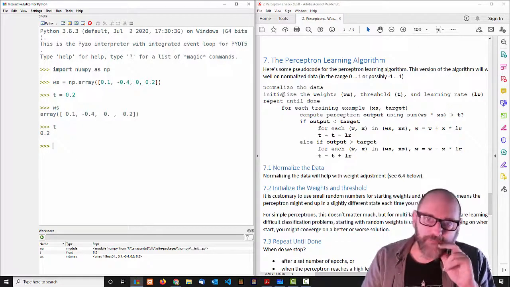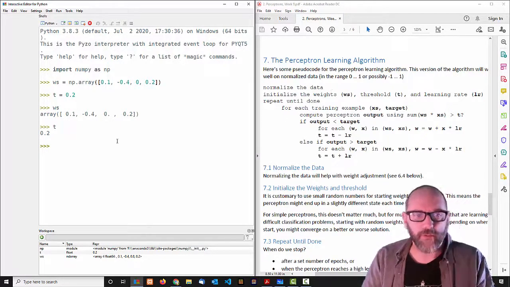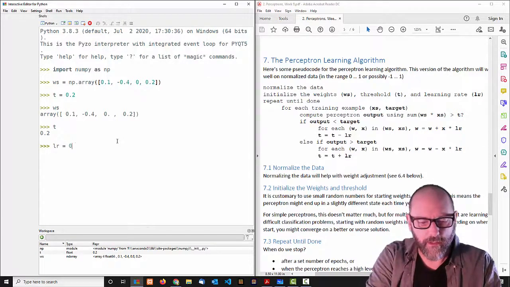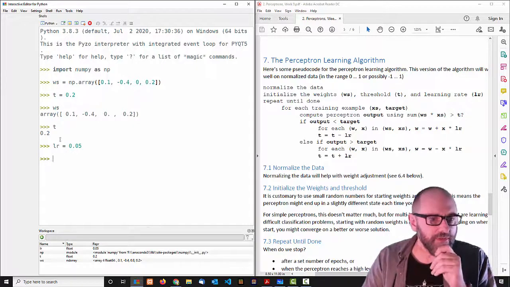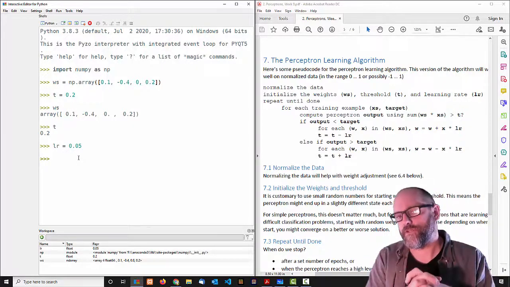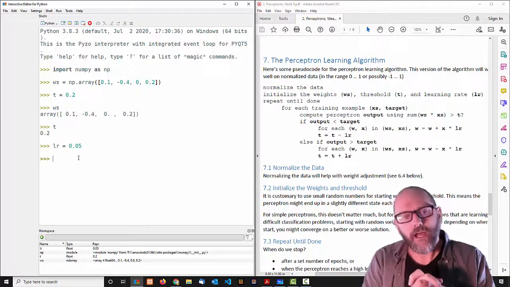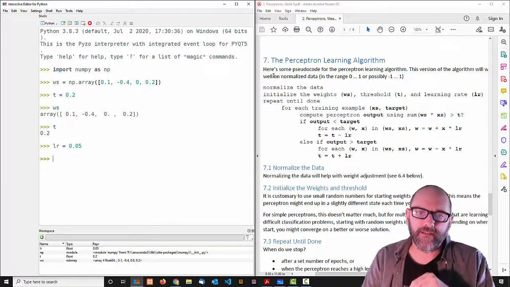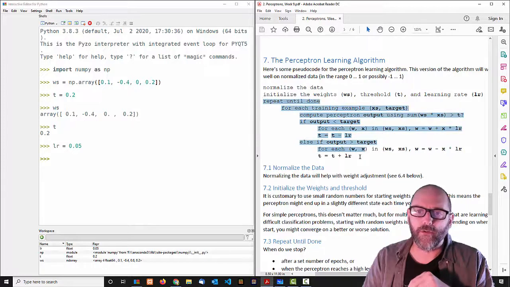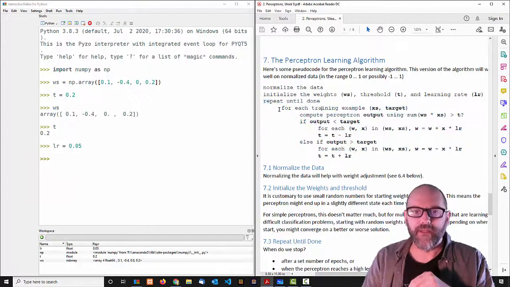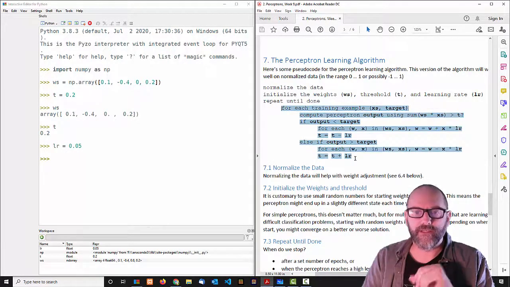So what you do is you initialize the weights and the threshold, and you also need a learning rate. How about 0.05? So there we go. There's our 3 variables: weights, threshold, learning rate. That's our full definition of the system. And then you repeat, it says here repeat until done. So until done, this is going to be a big loop that goes around the whole training process. And then inside that loop, each one of these is an epoch.